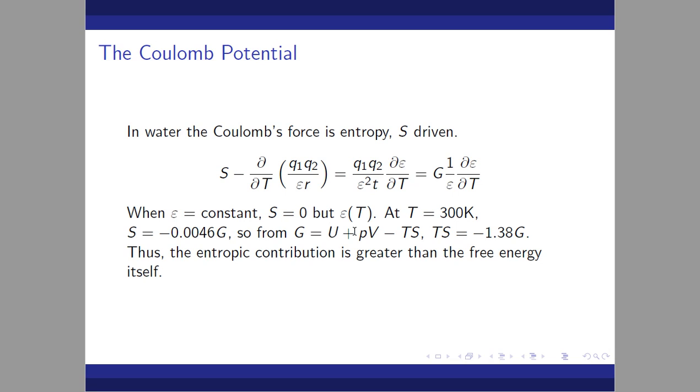Here at T equal to 300 K, S equals minus 0.00046 G. G equals, from our thermodynamics, U plus the pressure times volume minus TS. So TS equals minus 1.38 G. Here we can see that the entropic attribution is greater than the free energy itself. So S divided by G equals 1 minus 1.38 G divided by T. So S is greater than G.